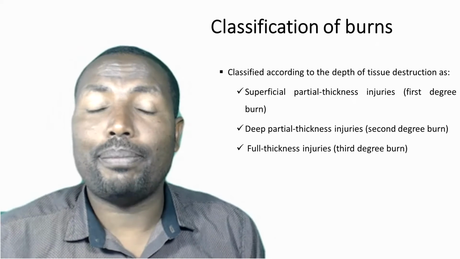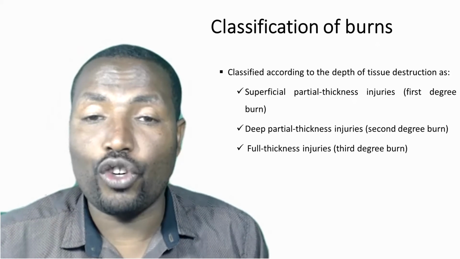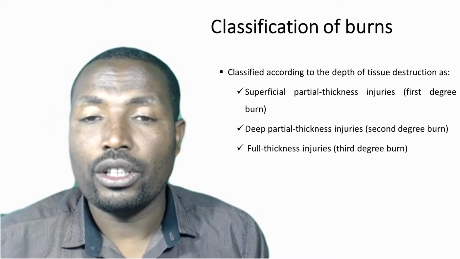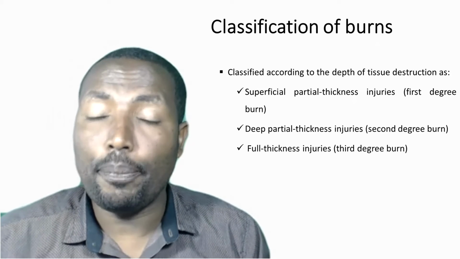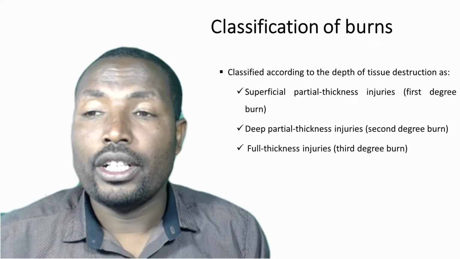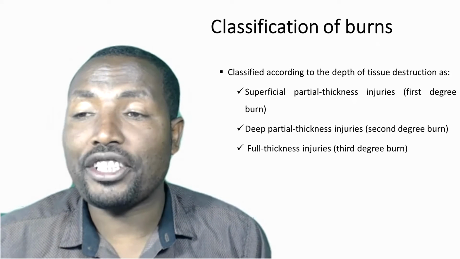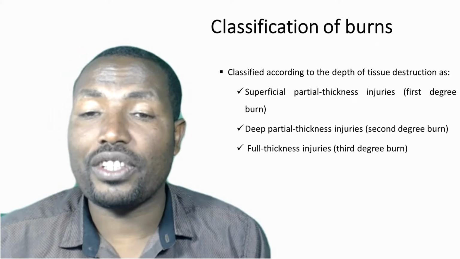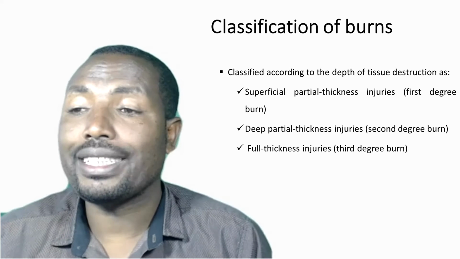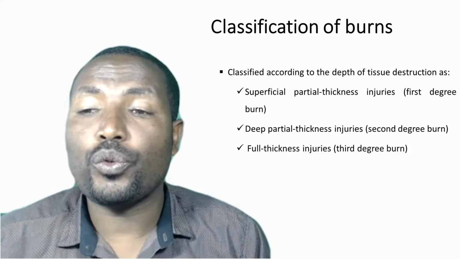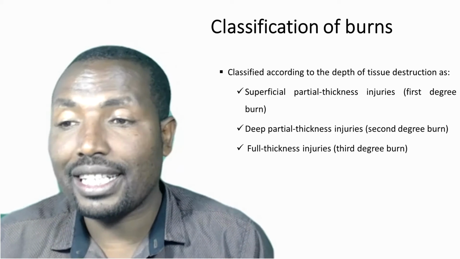Classification of burns. Burns can be classified depending on the tissue involved, or depending on the depth of tissue injury. We classify them into three. One is superficial partial thickness injury, or first degree burn; deep partial thickness injury, second degree burn; and the third one is full thickness injury, or third degree burn.